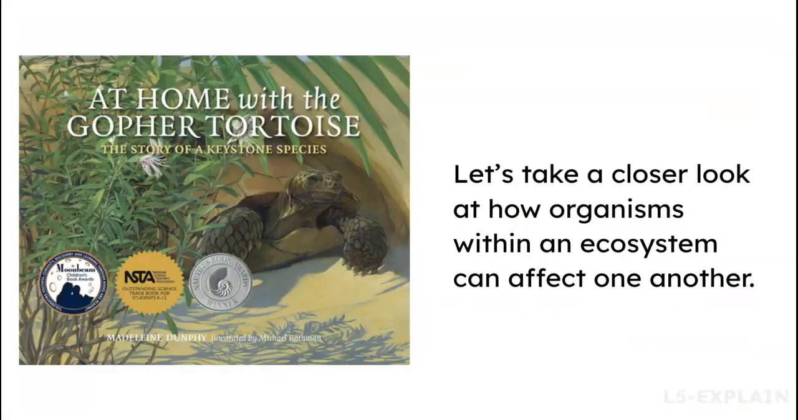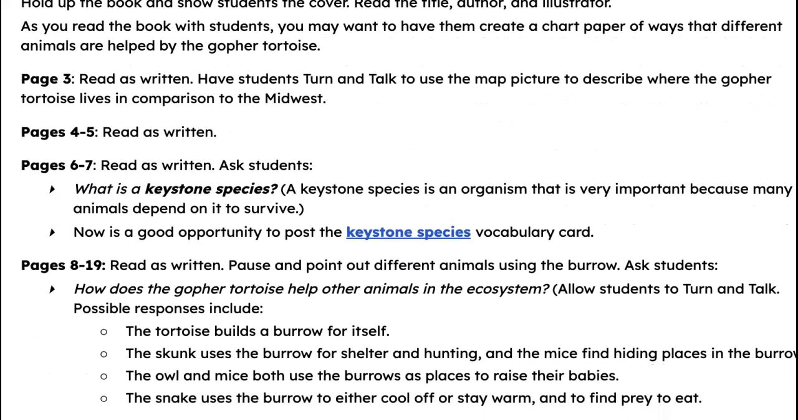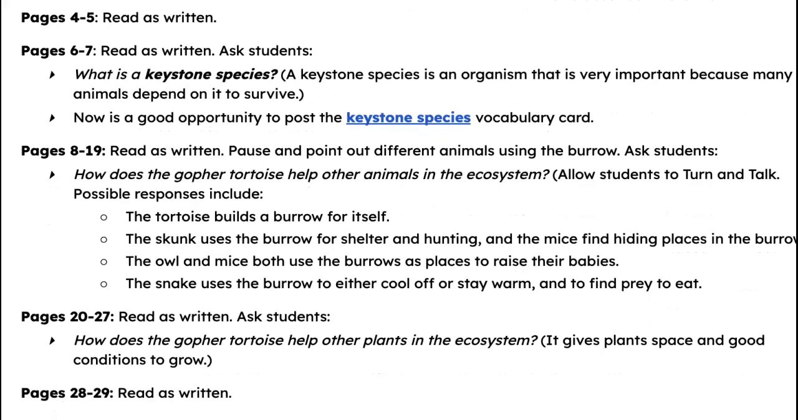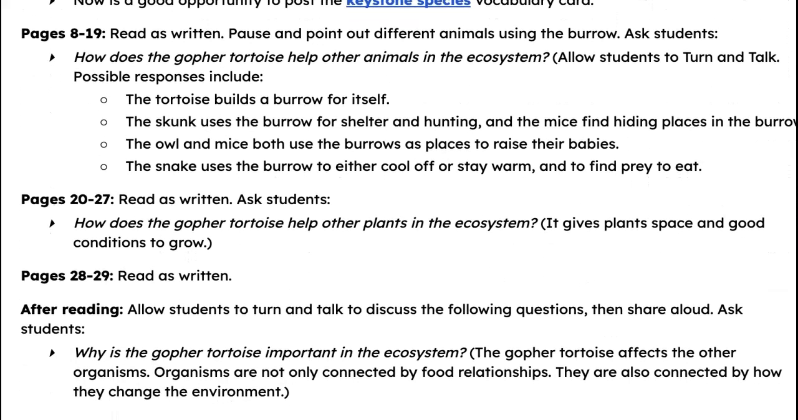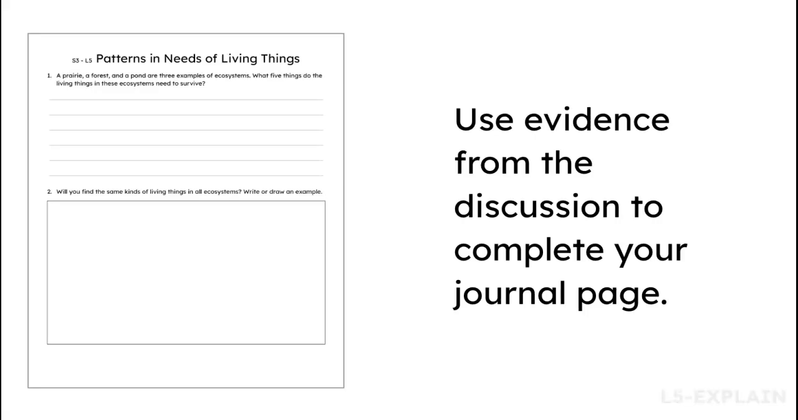During the discussion, you'll read At Home with the Gopher Tortoise. You'll use the Read Aloud guide to identify the role of keystone species in ecosystems. During the Read Aloud, you'll post the Keystone Species vocabulary card. You'll also have students use evidence from the discussion to complete the Patterns and Needs of Living Things student journal page.